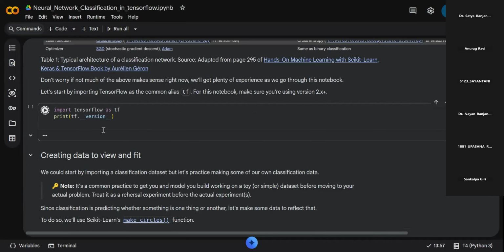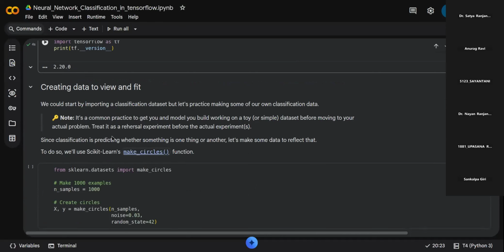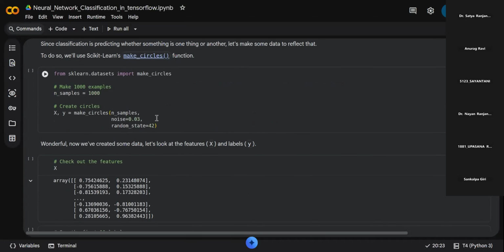First you just import TensorFlow as tf. Okay, and here I am printing the version. Currently it is 2.20. Now let's create a data set. Here I have created a simple data set using scikit-learn's data set called make_circles. I am creating 1000 samples. Okay, and the data set will be like this.